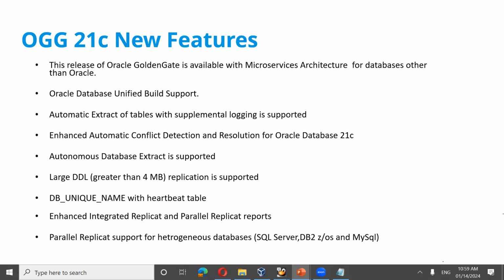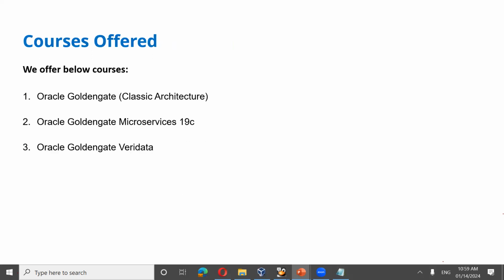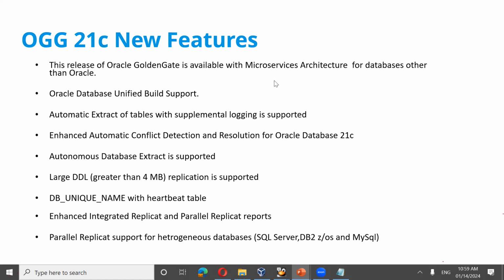So Oracle Goldengate 21c is the new version. And what are the new features available in 21c? This release of Oracle Goldengate is available with microservices architecture for databases other than Oracle. It has unified build support, and automatic extract of tables with supplemental logging is supported. Automatic CDR is now enhanced. Lot of new things are there. And in fact, parallel replicate support for SQL Server, DB2 and MySQL databases. So these are the features.